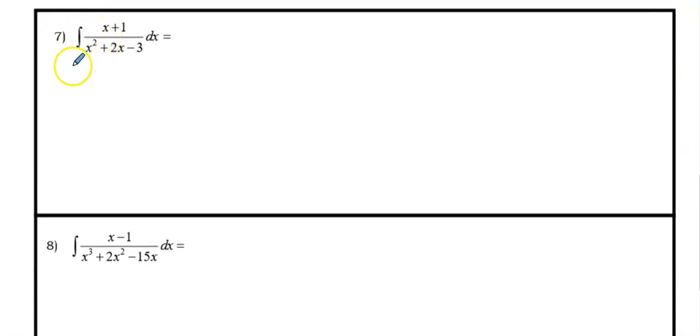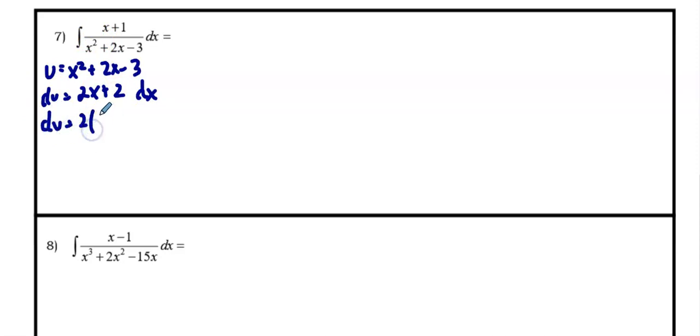This question right here is actually very interesting because you could actually use u-substitution. We're going to do it both ways, but I always like to throw out problems that are a little different. If I make my denominator equal to u, x squared plus 2x minus 3, my derivative is going to be 2x plus 2. If I pull out a 2, I'm left with x plus 1 dx. So if I pull out a 1/2, I get x plus 1 dx. And that's exactly what you see right here.